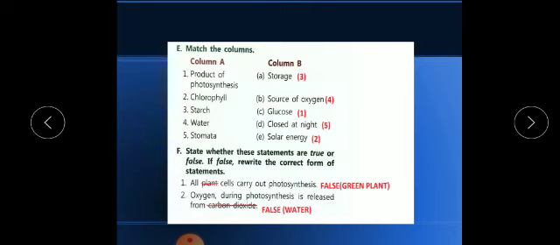Chlorophyll, what is chlorophyll? So answer will be solar energy. Why solar energy? Because chlorophyll traps the solar energy. Now starch. Starch is storage product. When glucose is converted into starch, then this starch is stored in different parts of the plant: in the root part, in the stem part, in the branches part, in the leaf part. Now then is water. Water is source of oxygen. I told you that oxygen we are getting from the water, when water splits by sunlight.